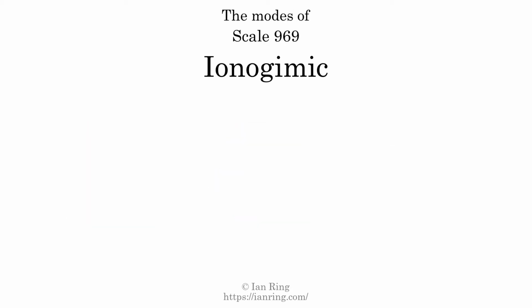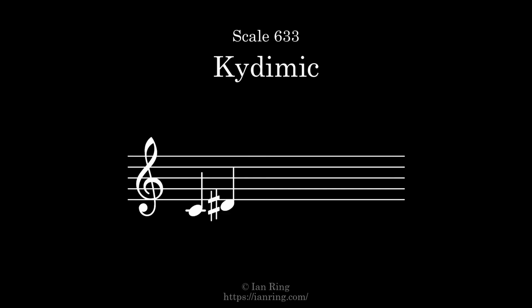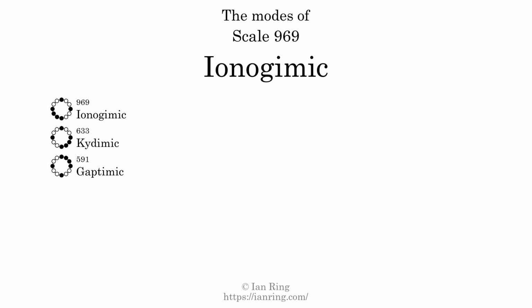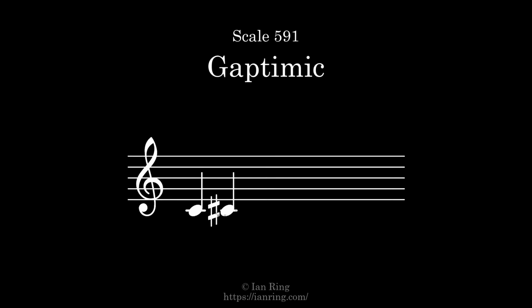This scale has 6 modes. The first mode is itself. The second mode is scale 633, also known as Ionogimic. It sounds like this. The third mode is scale 591, also known as hexatonic. It sounds like this.